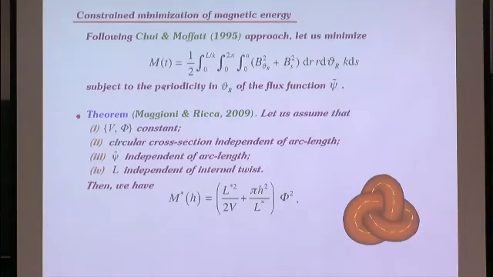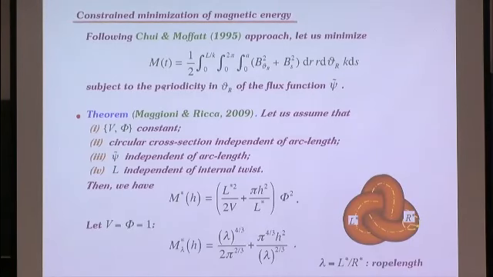So the result is the following. We assume V and phi constant, the circular cross-section, psi tilde independent of arc length, and L independent of internal twist. So we end up with this nice analytical expression. Still, you see here phi and V, but remember these phi and V are constants. So we can set them to 1, and then we can look for rope length and rewrite this expression in terms of rope length.